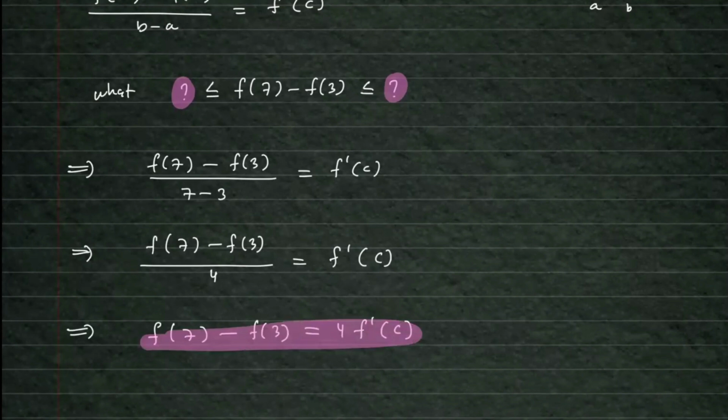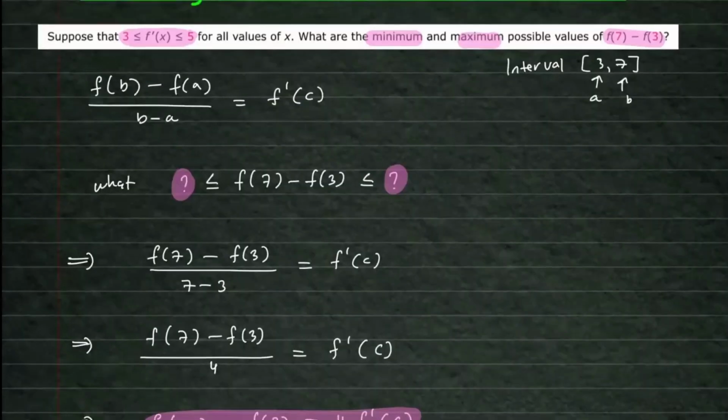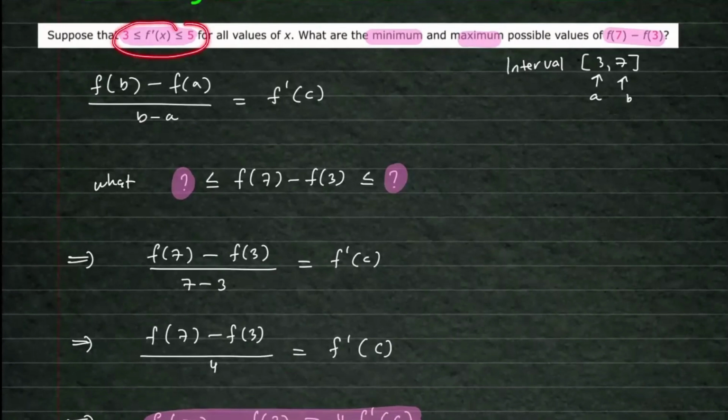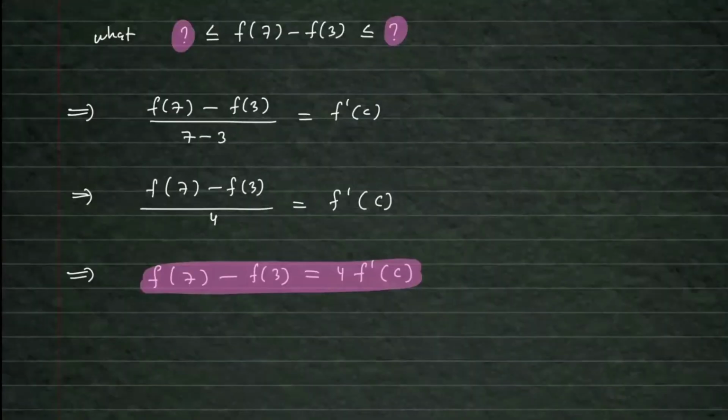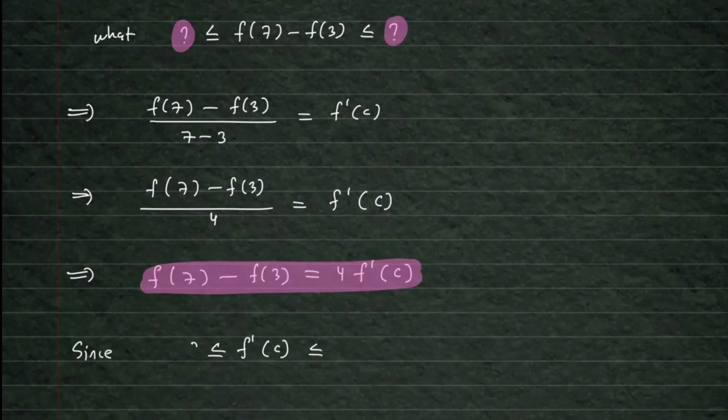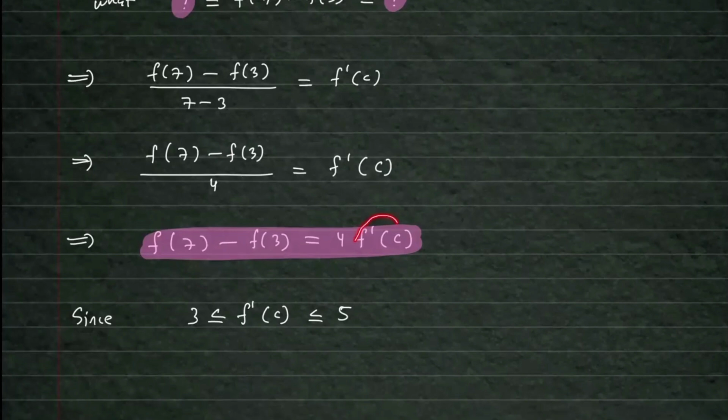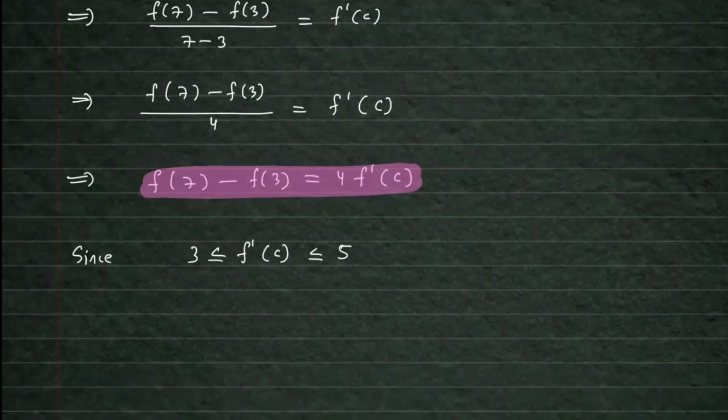So we got this statement right here. Now we're given the statement that the derivative lies between these two values. So let's go ahead and write that down. The derivative for all x, so I'm going to replace x with c. Since the derivative at any c is always between 3 and 5, that was the interval we're given. Now we know that 4 times the derivative at some c must be equal to that. Well, if I want this to match that, I will have to multiply each side of this inequality by 4.